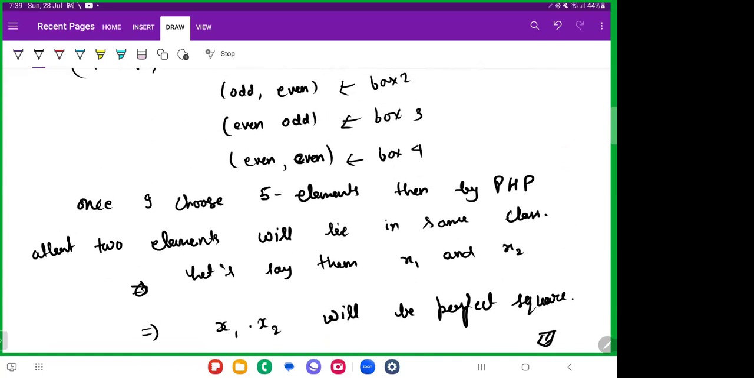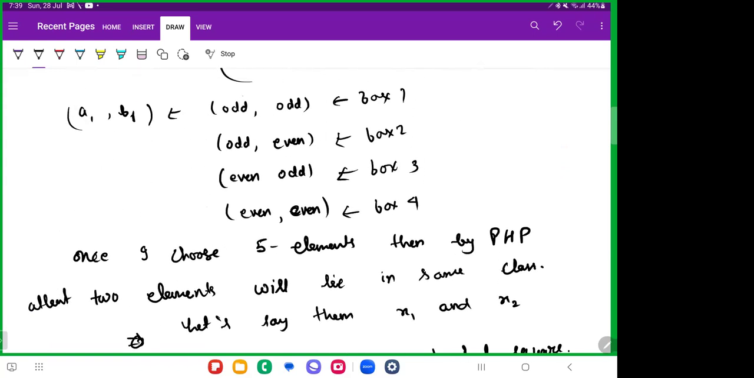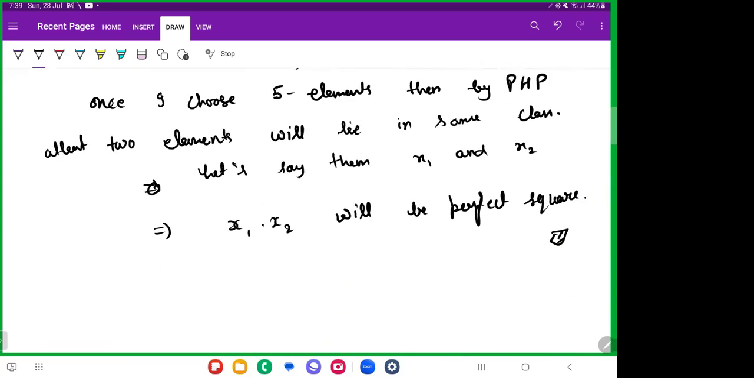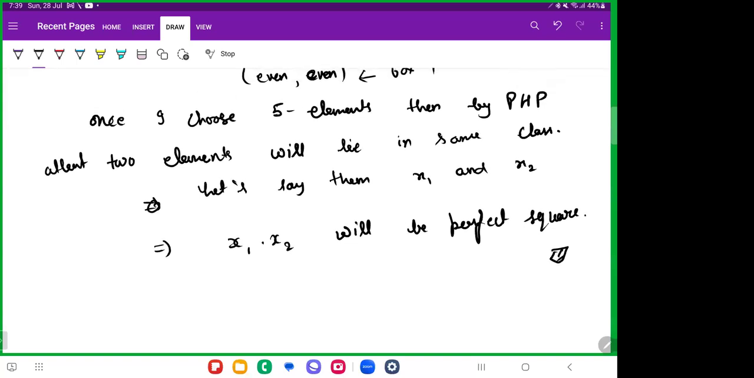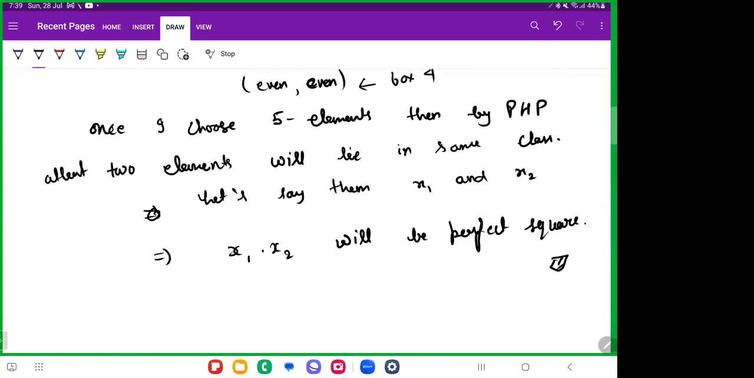Because we have 4 choices, once we are going to just choose the fifth element. I just wanted to ask, how are we sure that the four, like we are choosing five elements, so how are we sure that the first four are giving us distinct classes?